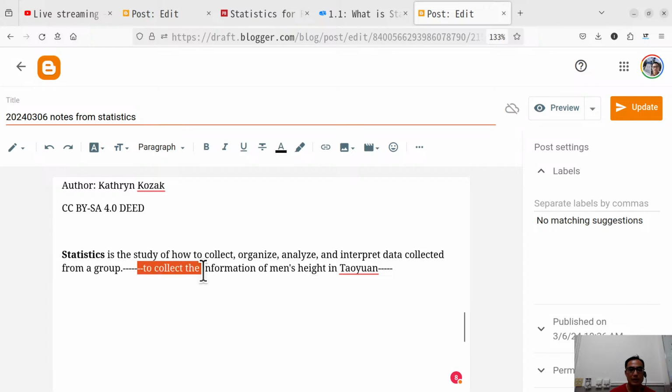And you just cite the original sentence from the textbook, and you can write down your notes. And it's an open textbook. It's legal to use it on your website, but you need to clearly express that the author is Catherine Kozak. The copyright issue is about Creative Commons by ShareAlike 4.0.